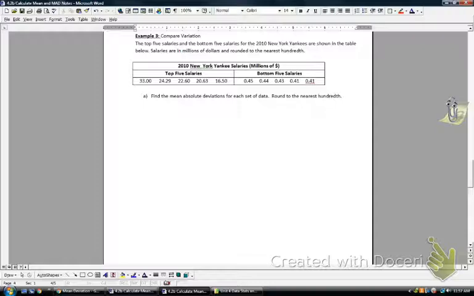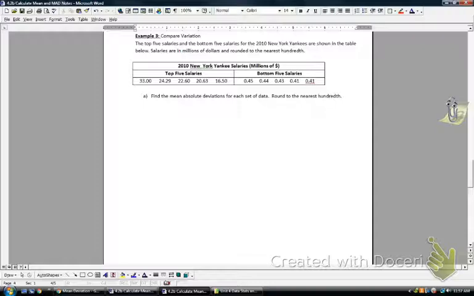Okay, let's look at example 3. We're going to do some comparisons. The top 5 salaries and the bottom 5 salaries for the 2010 New York Yankees are shown in the table below. Salaries are in the millions of dollars and rounded to the nearest hundredth. So what we need to do is find the mean absolute deviations for each set of data and then round to the nearest hundredth.